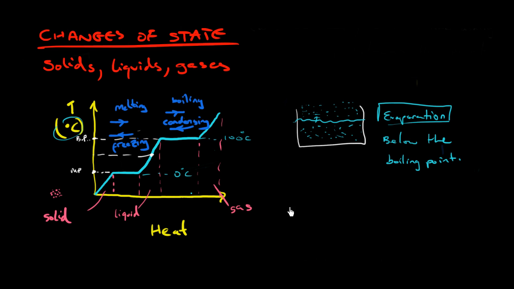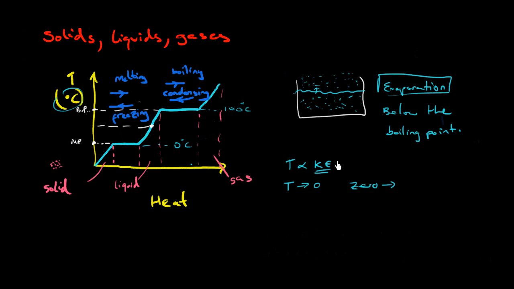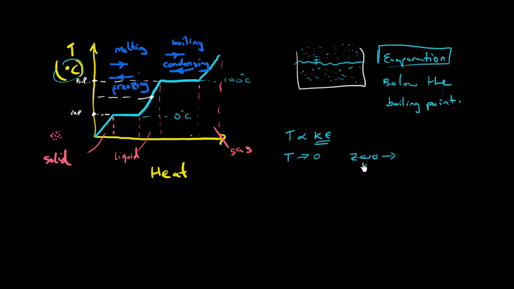Kelvin said, well, since temperature is proportional to kinetic energy, when the substance has no kinetic energy, that's when we should call the temperature 0. And he came up with this idea of absolute 0, which was the temperature at which the material doesn't have any kinetic energy whatsoever.